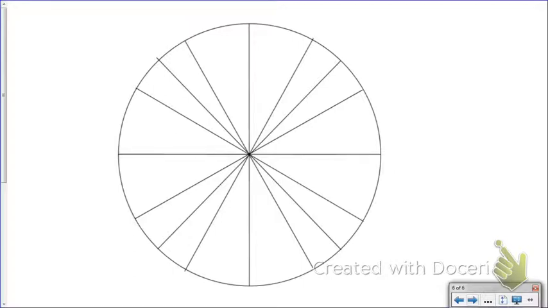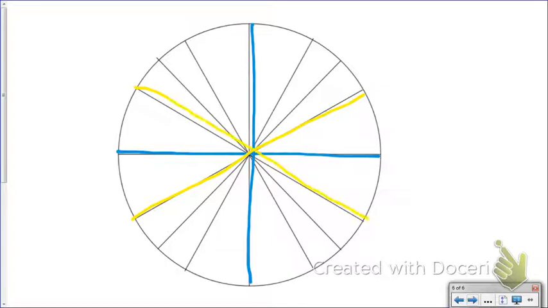One thing I do want you guys to do, I'm going to make these 4 angles here the same color. Then I'm going to make these 4 angles the same color. I'm going to make the 4 middle ones the same color. Whoops, I missed it. And I'm going to make those last 4 the same color.